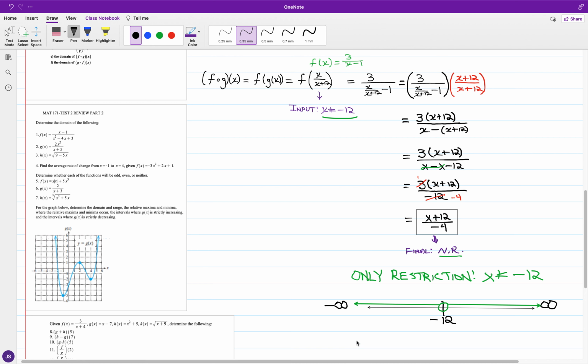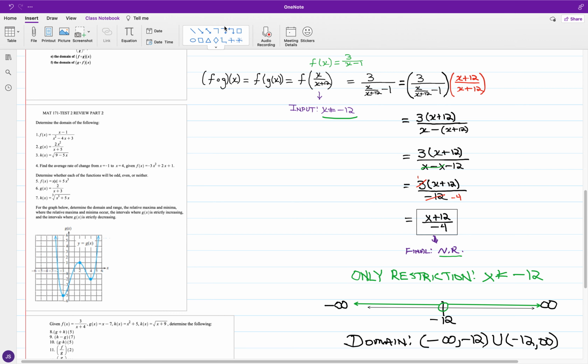So for the domain of f composed with g of x, we have, for the lower half, the set of values x less than negative 12, along with those values of x which are greater than negative 12. And that'll be the final result in the case of part E.